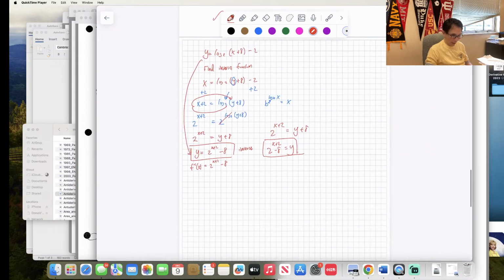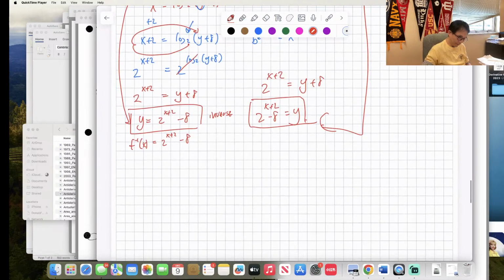One more thing. How do I know those two are inverse to each other? How do I verify they are inverse to each other? So this is what it is. If f of x and g of x are inverse, then the following must be true.